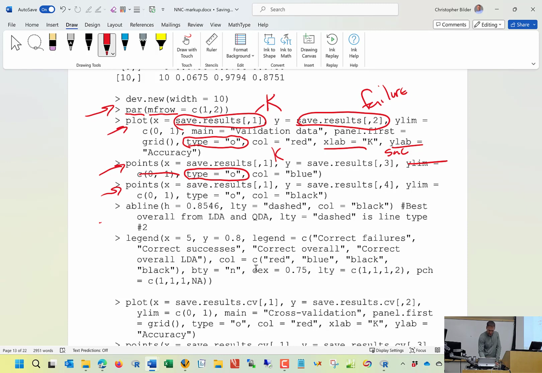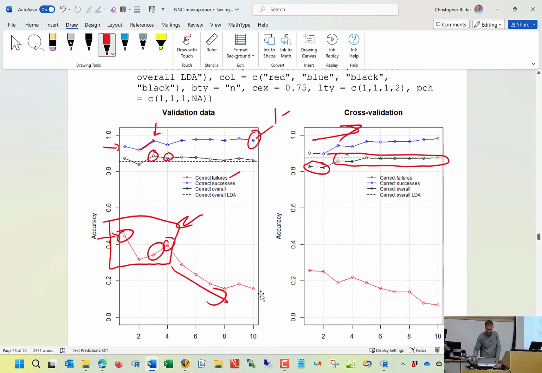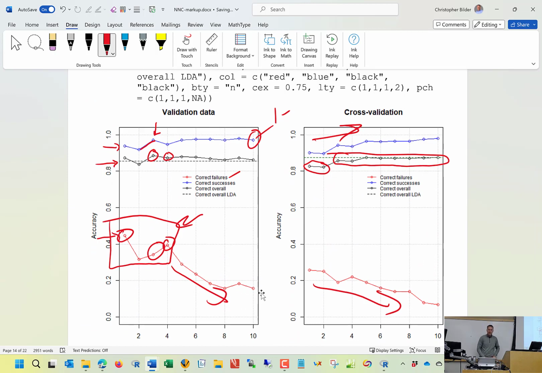And then something I failed to mention. With abline, I'm going to draw a horizontal line at 0.8546. This line that's produced is what we get from the best implementation of discriminant analysis. And so we can see here that this nearest neighbor classification overall seems to be doing very similar to discriminant analysis. Maybe slightly better on the validation data.